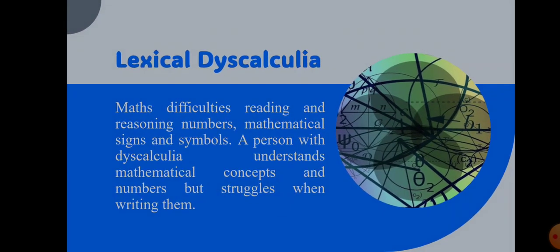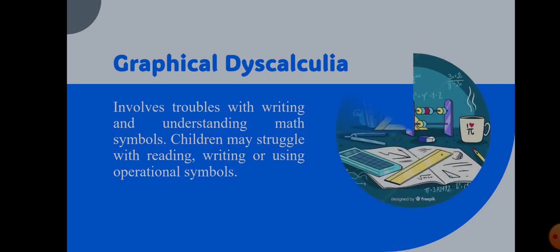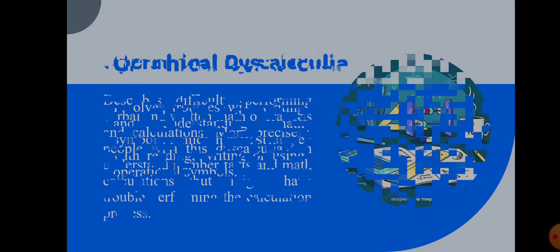The second type is lexical dyscalculia. Here there are math difficulties in reading and reasoning numbers, mathematical signs and symbols. A person with this dyscalculia understands mathematical concepts and numbers but struggles with writing them. The next type is graphical dyscalculia. Here it involves troubles with writing and understanding math symbols. Children may struggle while reading or writing operational symbols.